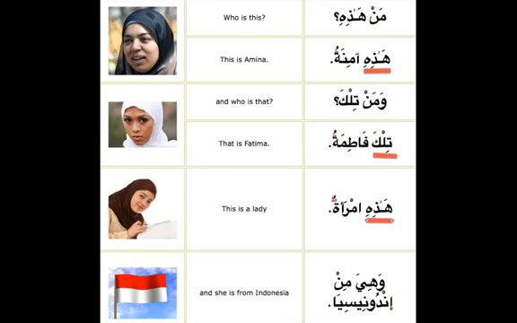Hadihi imra'atun. This is a lady. The point to be noted here is that imra'atun has double tanween because imra'a, the woman, is not a particular name, it's a category. So if it is a feminine category, it will take double dhamma. If it is a particular name, a feminine name, it will have single dhamma. Please keep this in mind, inshallah. And we're telling, and she is from Indonesia. Say, wahiya min Indonesia.